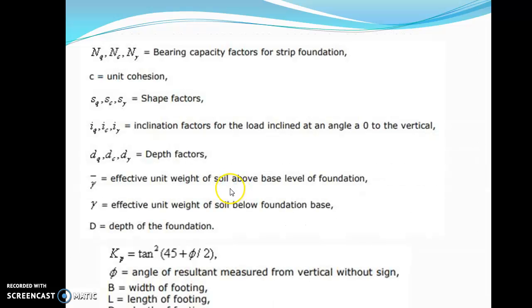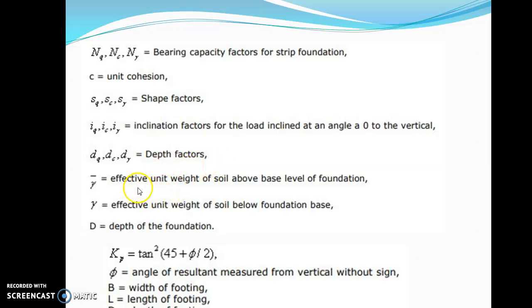Now what is s_c, i_c, d_c? s_c, s_q, s_gamma are shape factors. i_q, i_c, i_gamma are inclination factors, for the load inclined at an angle theta to vertical. In B.C. Punmia the angle will be alpha to vertical. Then d_q, d_c, d_gamma are depth factors.